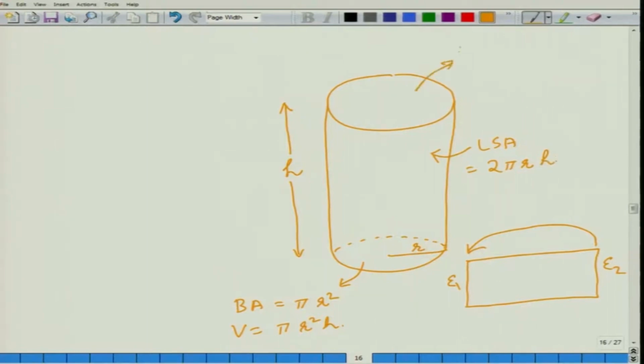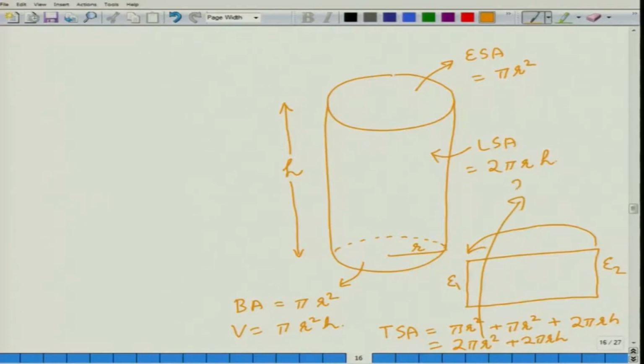The end surface area, because this is a circle, is given by pi r square. So, the total surface area of a cylinder is given by pi r square plus pi r square for the two ends, plus the lateral surface area, 2 pi r h. So, it becomes 2 pi r square plus 2 pi r h, or we can also write it as 2 pi r bracket h plus r. So, this is the total surface area of a cylinder.